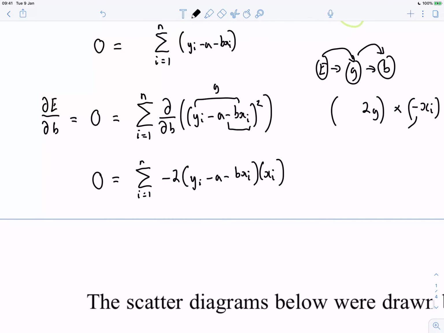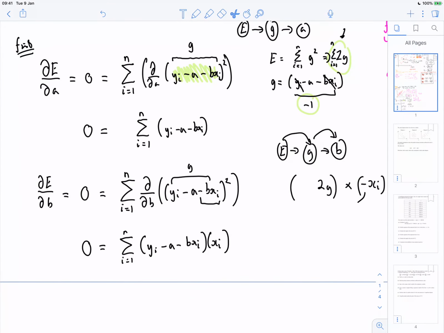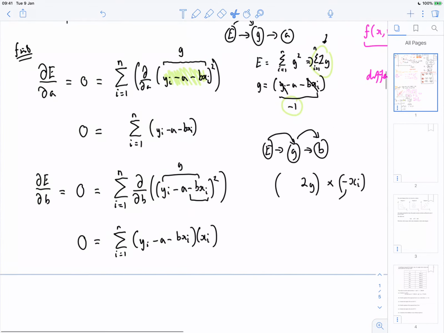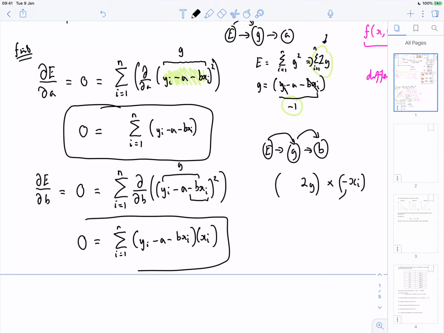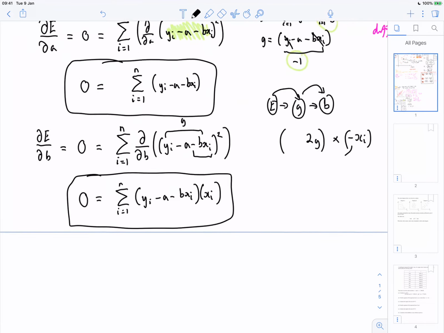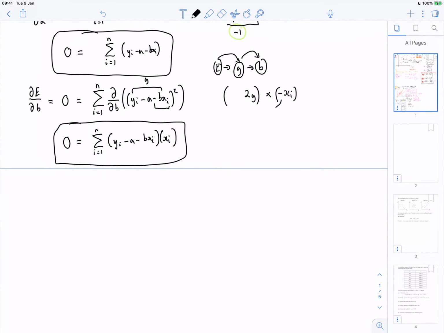Same deal again. I can take this constant minus 2 out as a factor at the front, and since it equals 0, I can divide both sides by minus 2. And now I've got this. Now, it looks a bit clumsy, but I now have to solve this and this. You're probably thinking, how on earth do I solve this kind of thing? Well, both of these have to equal 0 for this to work. So, what actually are they?